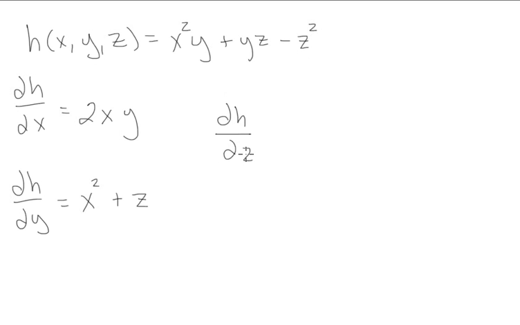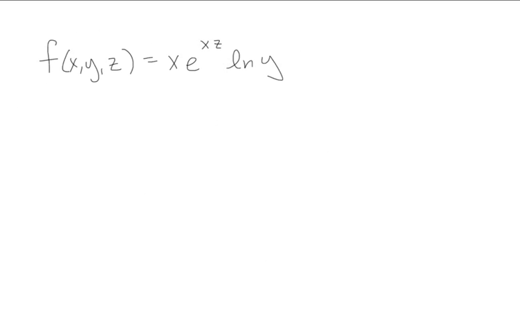And now I take the derivative with respect to z. There's no z in the first term, so its derivative is 0. The derivative of the second term, the derivative of z is 1, so I'm left with the constant y minus 2z. And those are all three partial derivatives.